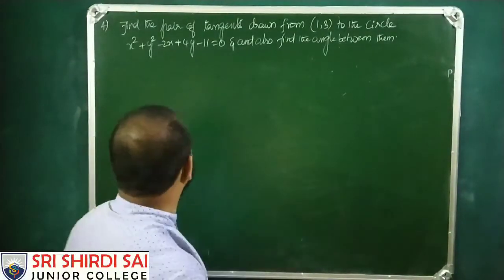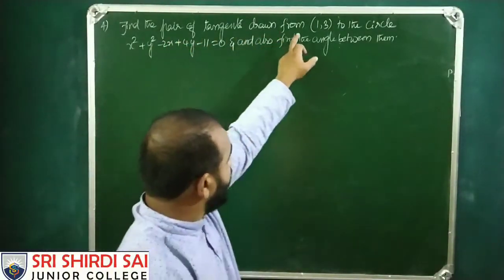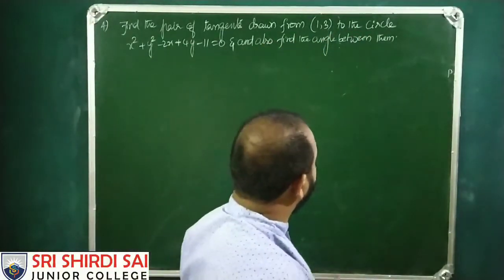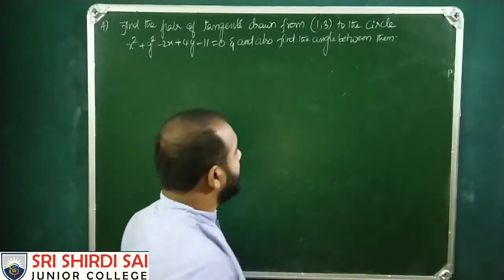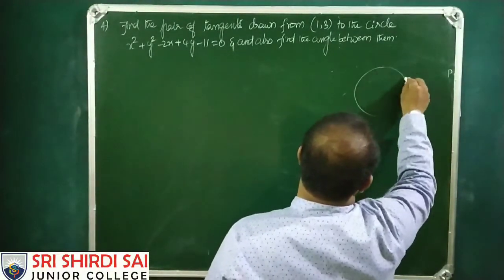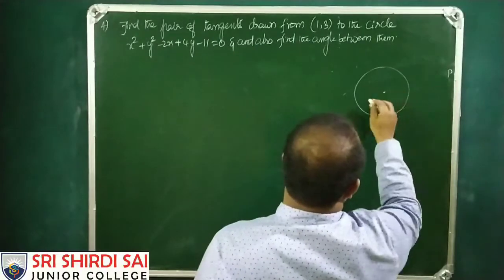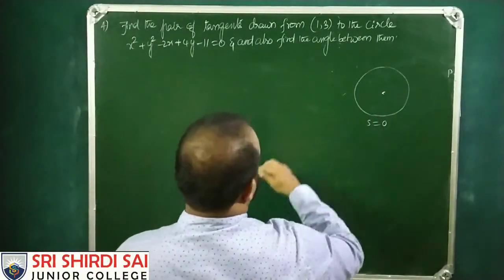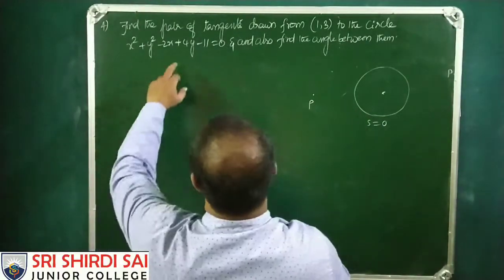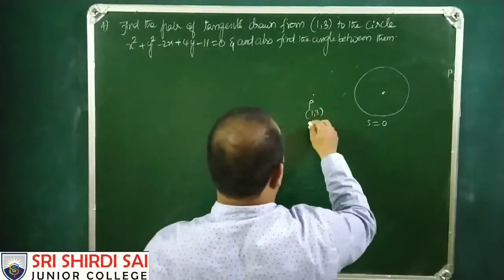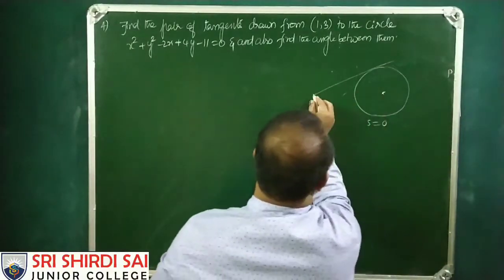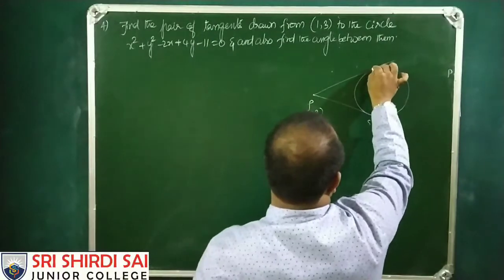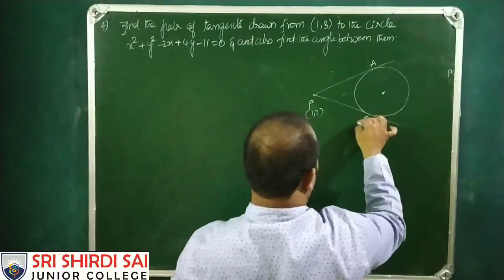The next question is, find the pair of tangents drawn from (1, 3) to the circle and also find the angle between them. So this is the circle given, and this is S equals to 0, let us assume, and this is point P which is (1, 3). From an external point, how many tangents are possible? 2 tangents are possible. Let us suppose that this touches at A and this touches at B, for example.